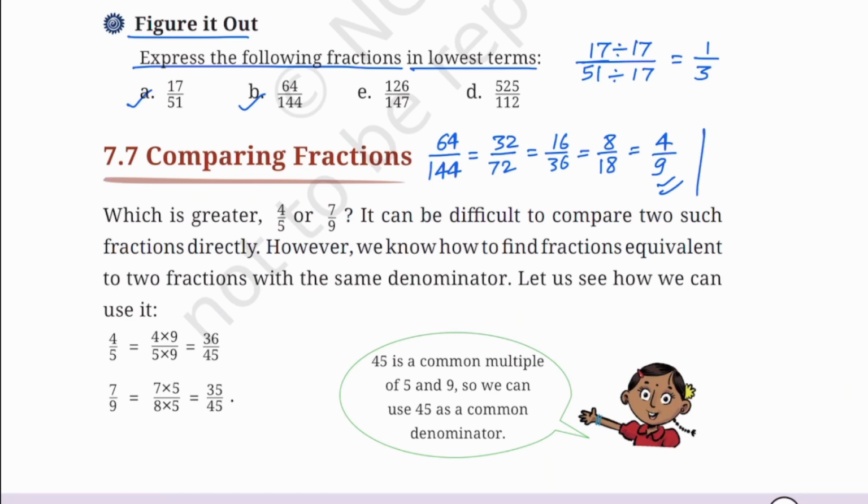You can do it directly. You can directly divide 64 and 144 by 16. You will get 4 upon 9. E, 126 upon 147. 126 upon 147. Dividing by 3.